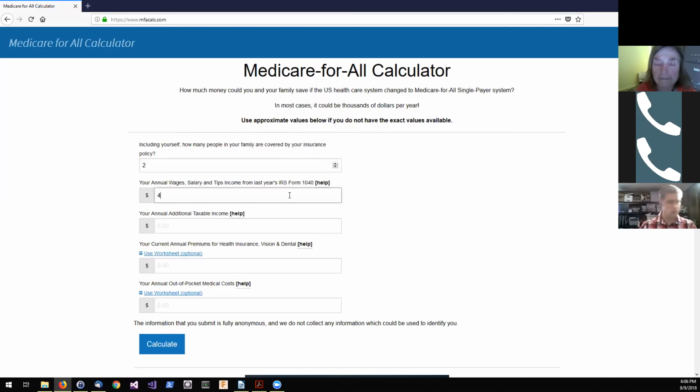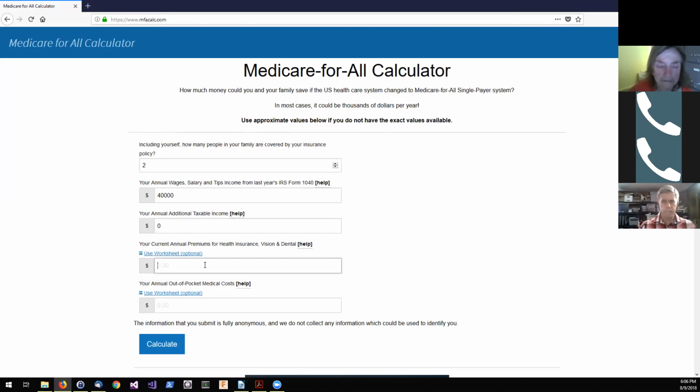Let's say that I made $40,000 last year. So I'll put that in my wages. The next field is your annual additional taxable income. This is things like business income, interest, dividends, other things that wouldn't come on a W-2, for example. Most people are not going to have much, so let's put 0 there.